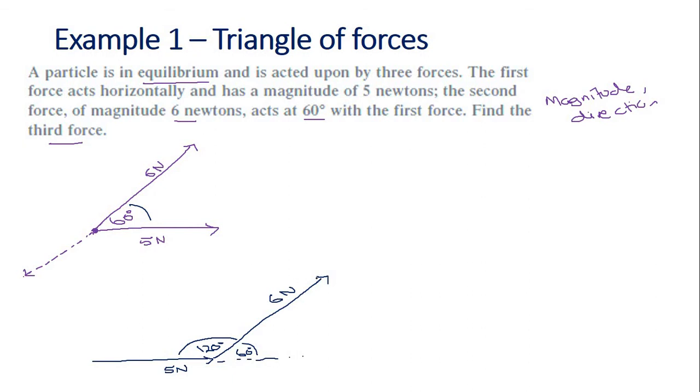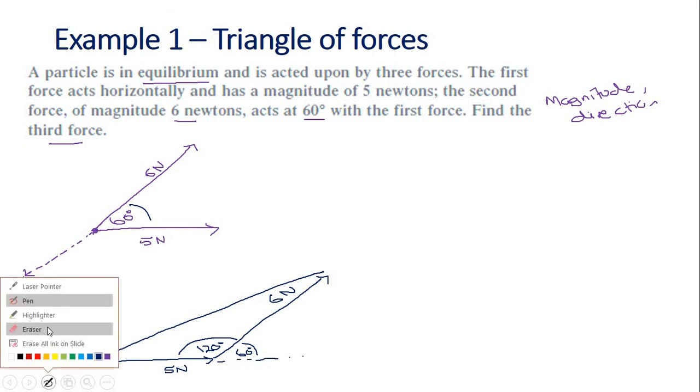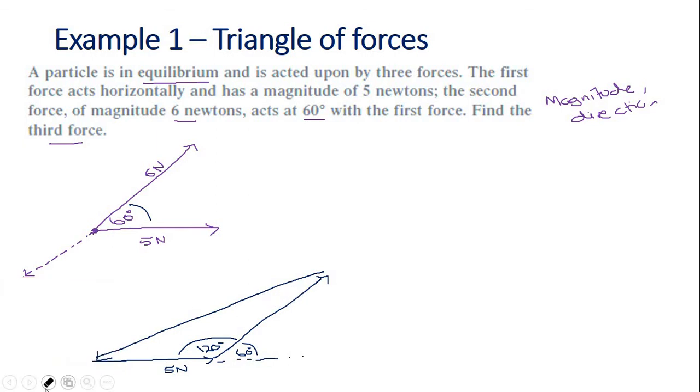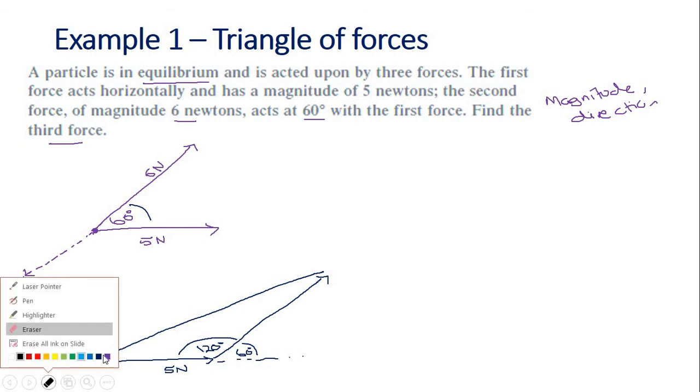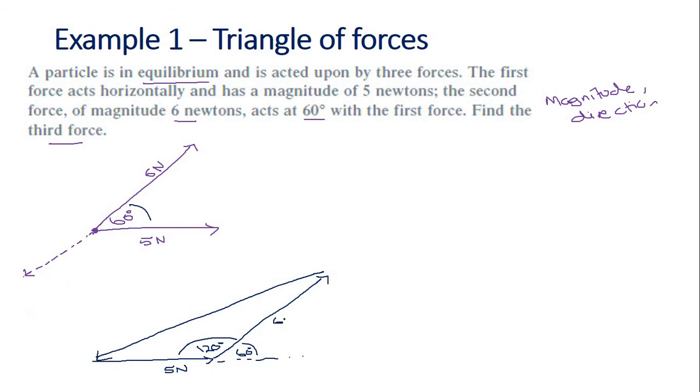Our final force, because we're joining them top to tail, is then going to be coming up in that direction there. So our three forces are joined top to tail. That 6N is kind of in the way there, so let's move the label outside the triangle just so we don't get confused. So that's 6N.